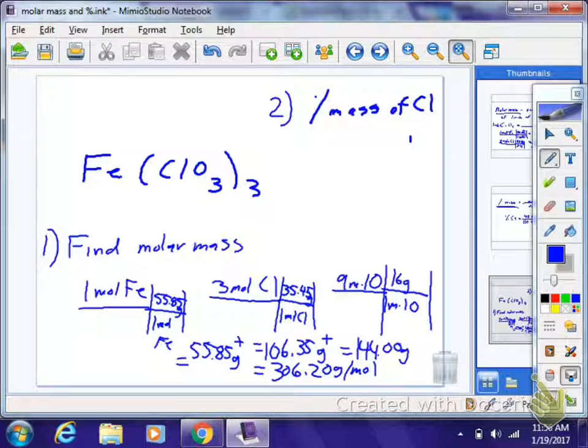So go ahead and find the percent chlorine from that. Go ahead and find what's the percentage by weight of chlorine in my compound.